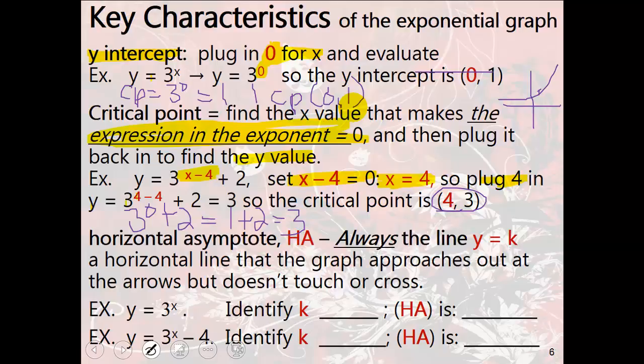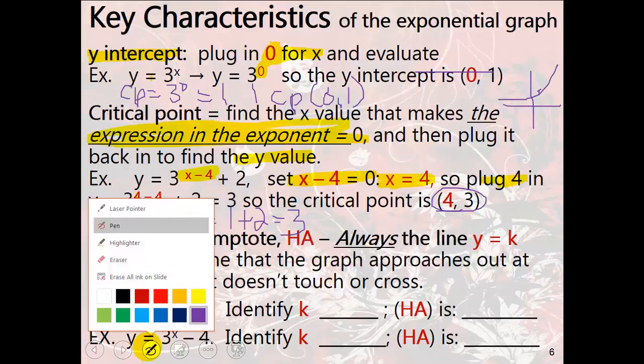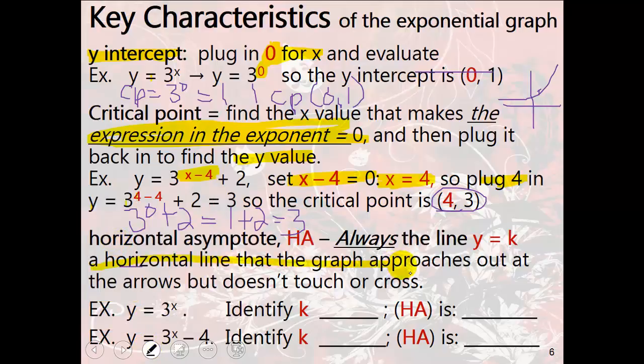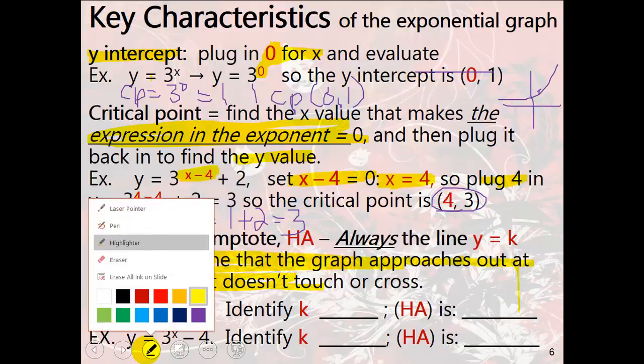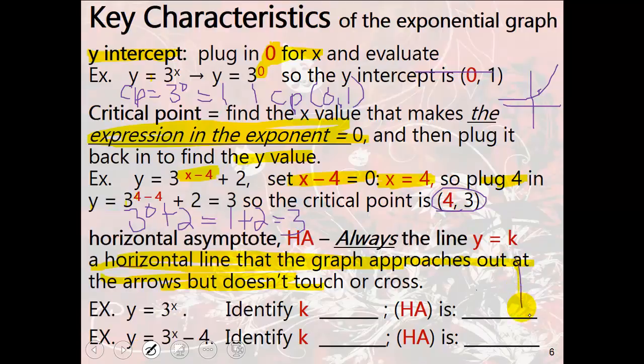The last important characteristic that we're going to talk about for exponentials is what's called the horizontal asymptote. It's a horizontal line, and what happens is that the graph out at the arrows gets really, really close to it, but it never touches or crosses it. We're going to see this a little bit better when we graph, but let me just try and draw you an example.